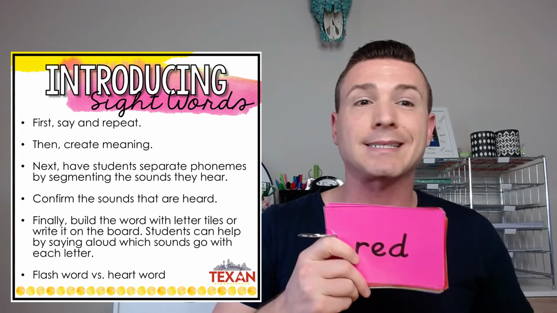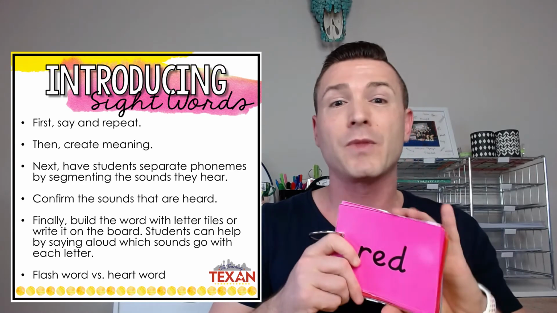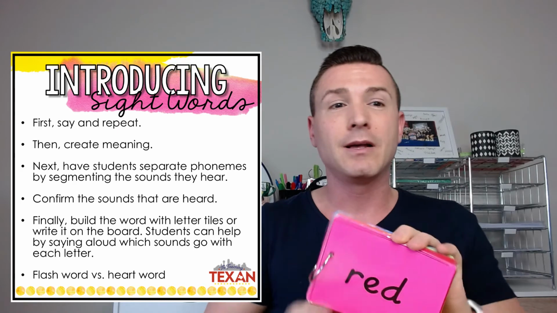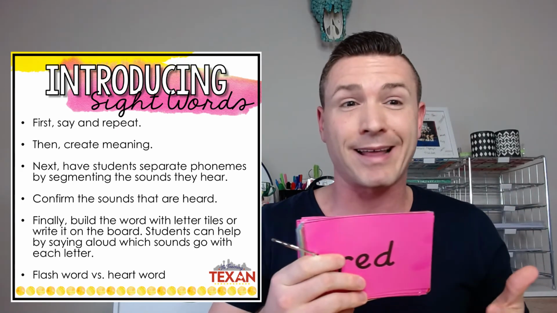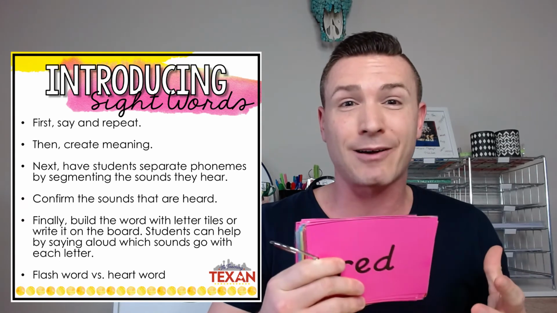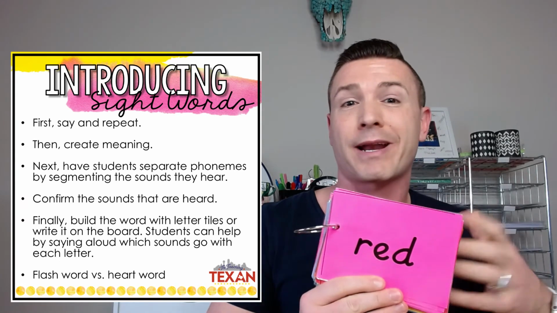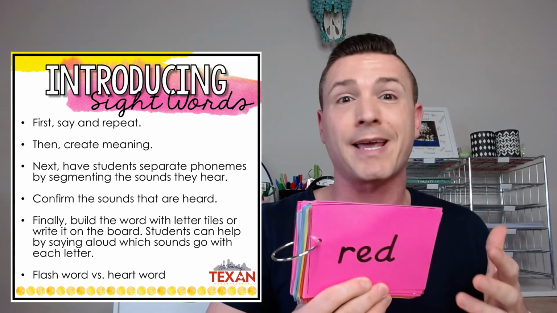Next, we're going to have the students separate the phonemes by segmenting all the sounds that they hear. So red, r-e-d. We separate those phonemes that they hear, and then we confirm the sounds that they heard, right? If they say the sounds and maybe they did not separate the phonemes correctly, we want to give them a chance to correct that. We want to be there to correct them, but we want to confirm, yes, those are the sounds that we heard.